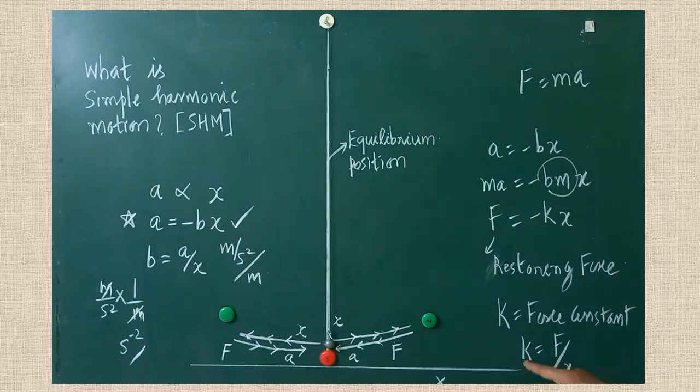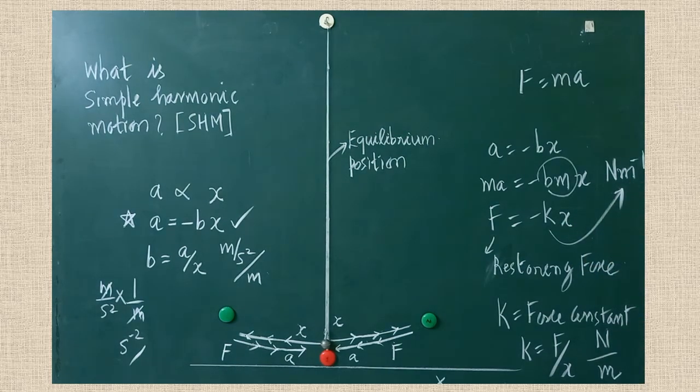So what should be the unit of force constant? Here F is measured in Newton, and displacement is measured in meter. Therefore Newton meter inverse is the unit of force constant. Are you clear? I will write it here. Newton meter inverse is the unit of force constant. Make a note.